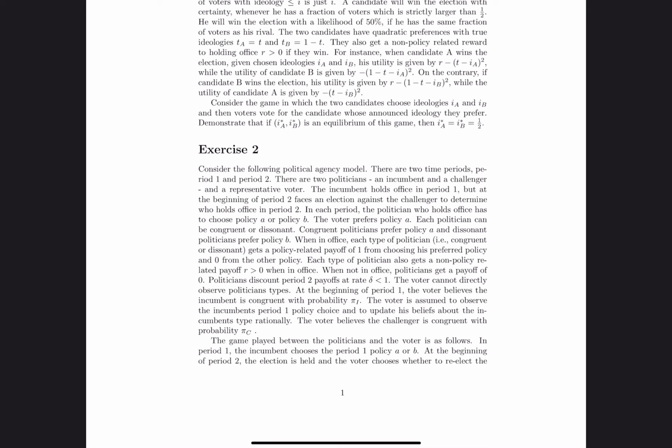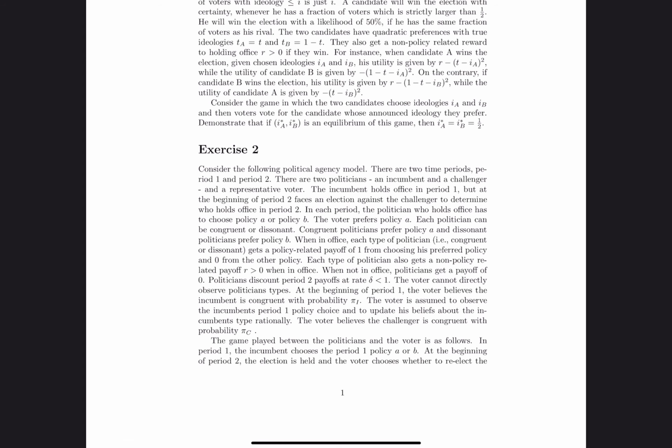The voter is not able to observe politician's type, but he has some beliefs. At the beginning of period 1, the voter believes that the incumbent is congruent with probability pi I. The voter is assumed to observe the incumbent's period 1 policy choice and to update his beliefs about the incumbent's type rationally. The voter believes that the challenger is congruent with probability pi C.